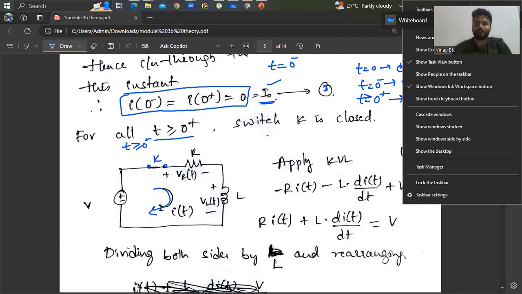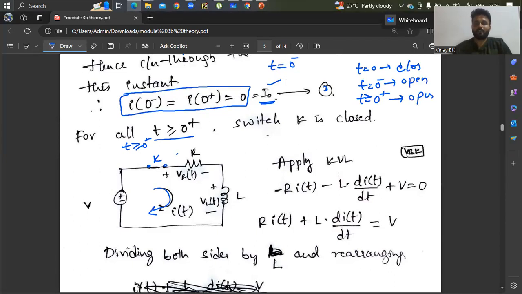Once after closing the switch, now it is a closed circuit. So now we can find the current, or else you can get the equation by applying KVL. So now you apply KVL. Current is flowing in clockwise direction.